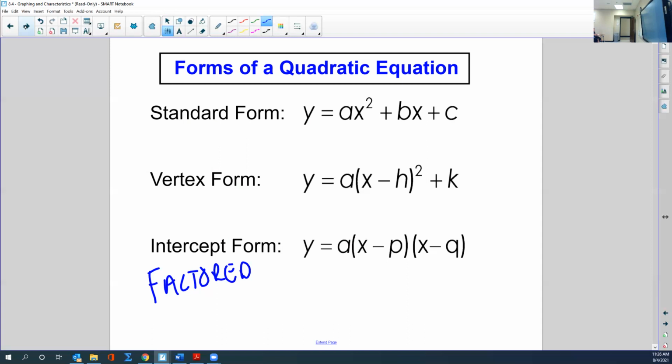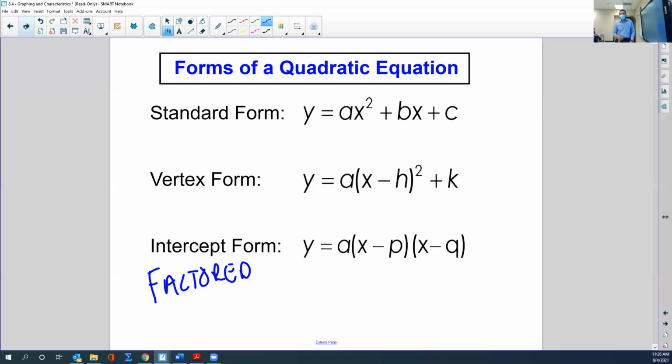We have talked about standard form quite a bit when you talk about solving. That's the most common representation of quadratics. Vertex form we talked about with transformations. That is the easiest form to graph in because they give you the vertex. Kind of nice. Intercept form, they give you the intercepts. This is also called factor form. And they give you your A value.